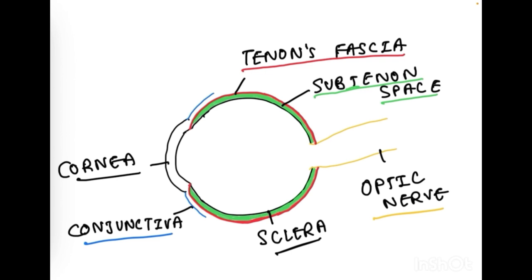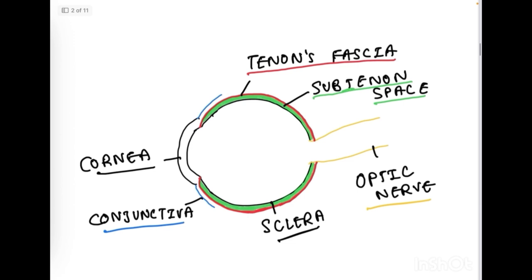Now, in between the Tenon's fascia and the sclera, there is a green colored space. That is the potential space between the Tenon's fascia and sclera. It is called the subtenon space. Now, how does this Tenon's fascia look clinically and in real life?